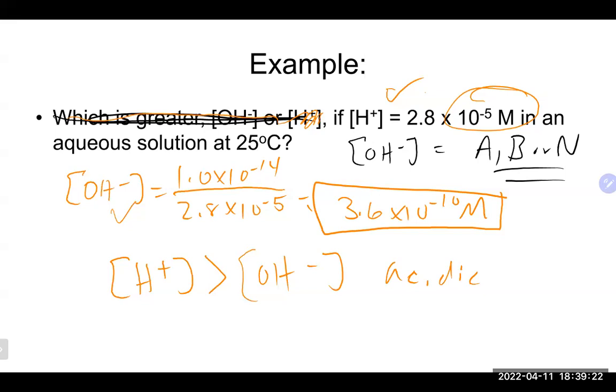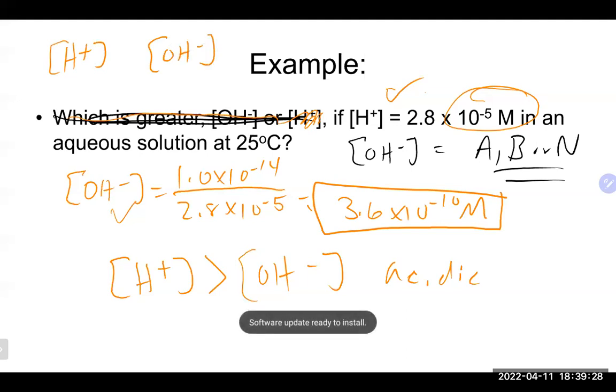So you want to compare the H plus concentration to the OH minus concentration. And basically whichever one is bigger is what it would be. So if the H plus, which is really the acid part of the solution, and the OH minus like the base part of the solution. So if the H plus concentration is a larger number, that means there's kind of more H plus in there and it would be acidic. If the OH minus concentration is the larger number, then it's more OH minus floating around the solution.